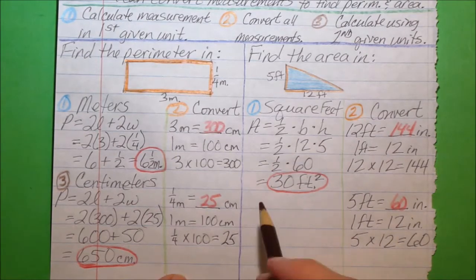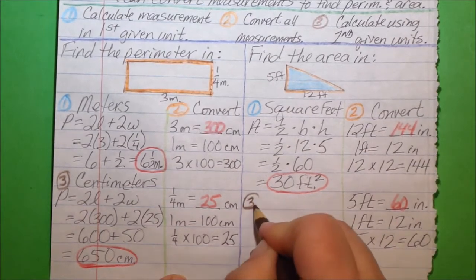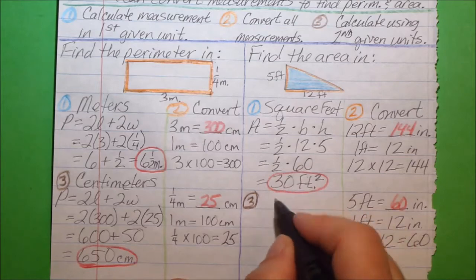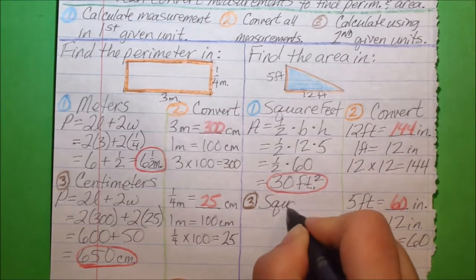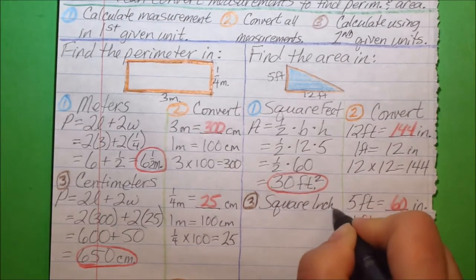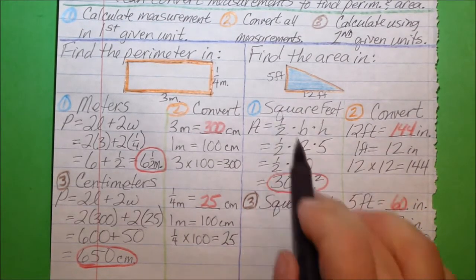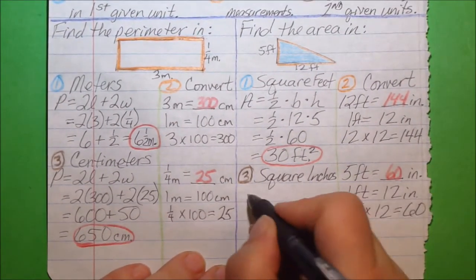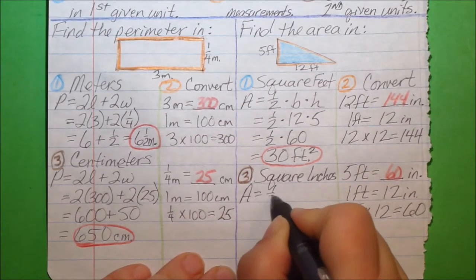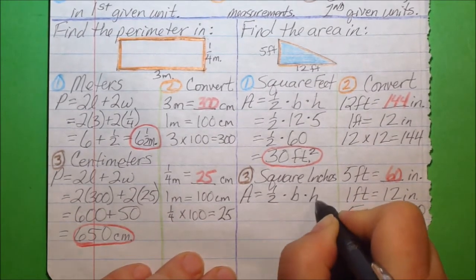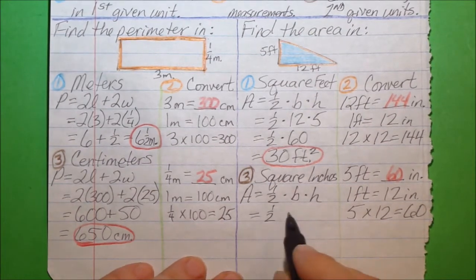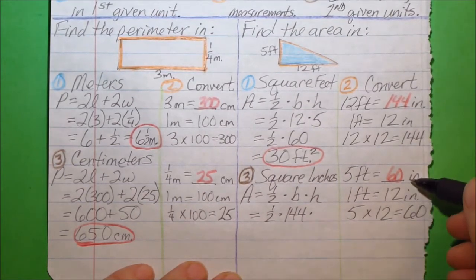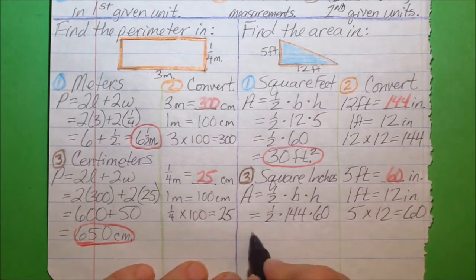Now, step 3. Step 3 is calculate in square inches. Right? So same steps as above. Okay, now we're just calculating with these figures over here. So first step is area equals 1/2 times base times height. Bring down the 1/2, plug in the base. The base is now 144. And the height is now 60 for our square inches.